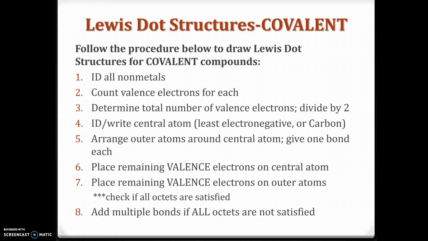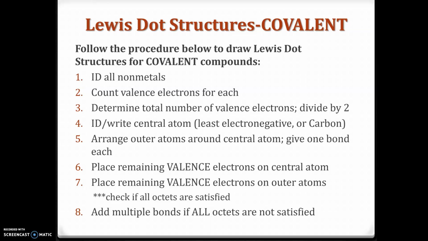In step 4, we're going to identify and write down our central atom. To identify the central atom, there are a couple of different ways that we can look at it. Technically, it is the least electronegative element. So of the nonmetals, the one that is either furthest to the left or furthest down. We have to look at those in relationship with each other. The other piece of that is if you see carbon in your compound, carbon is almost always the central atom.